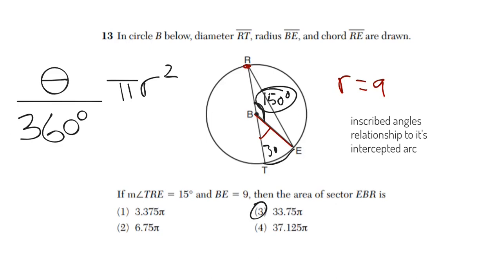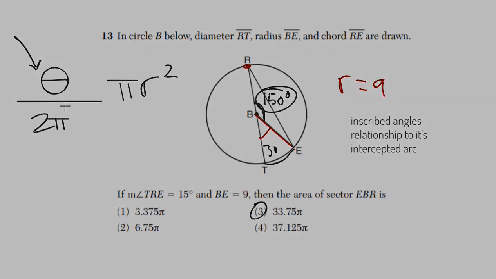Now, if it was in radians, obviously 360 degrees is 2 pi. We would just need this to be in radians as well. And that's all we do for that one.